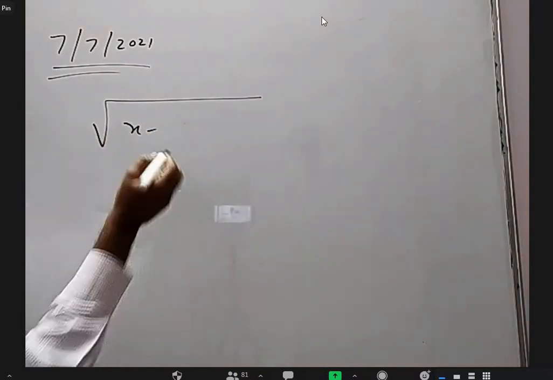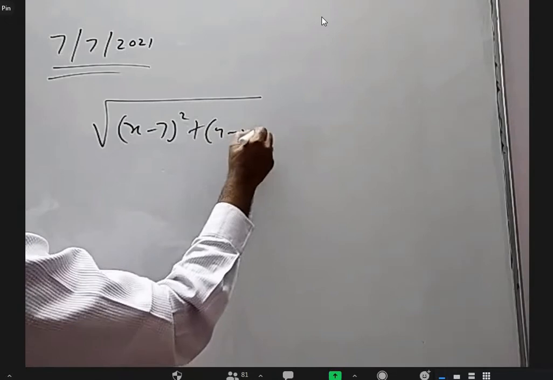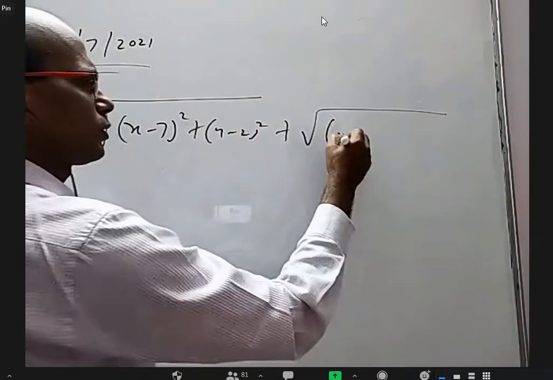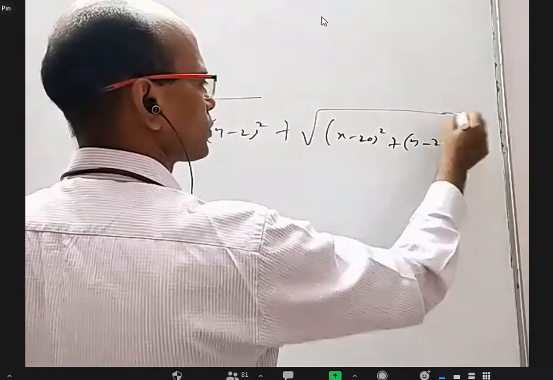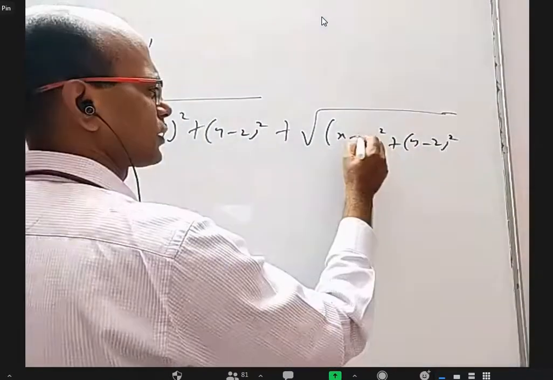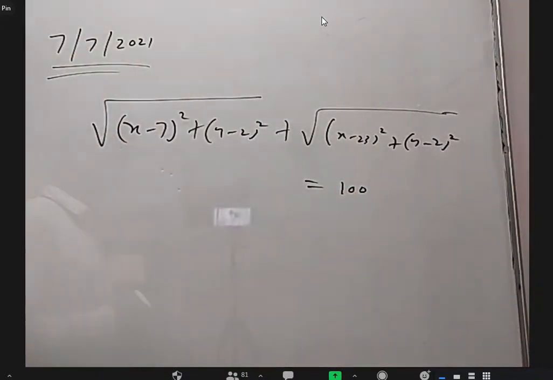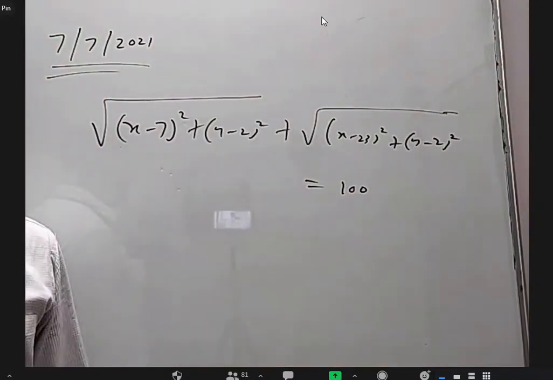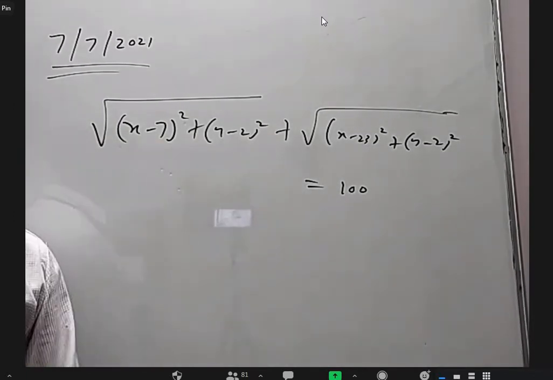Maybe this question is there somewhere in our mains material. Root over (x minus 7) whole square plus (y minus 2) whole square, plus root over (x minus 23) whole square plus (y minus 2) whole square, is equal to 100. What is the eccentricity of this ellipse? This is an ellipse. What is the eccentricity?